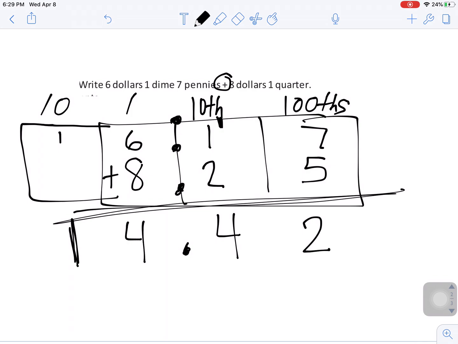So I know that $6, 1 dime and 7 pennies plus $8 and 1 quarter would be $14.42. And this is the symbol for dollars or money. Or I could say it is 14 and 42 hundredths because they end in the hundredths place.